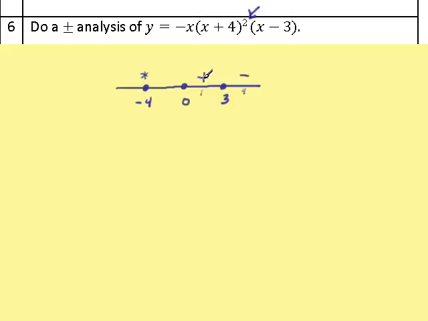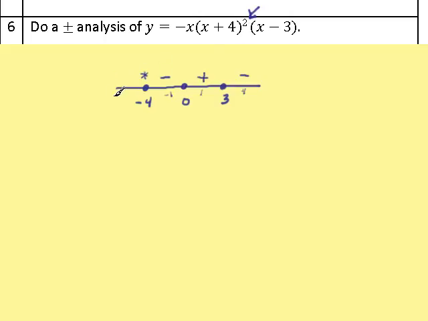All right, so we have this alternating pattern. To the left of 0, let's say we substitute in minus 1. Then this would be positive, minus 1. So we have positive. This is always positive. And here we have minus 1 minus 3 is negative. So we have positive times a negative, so that would be negative. We expect a negative here as well because of that multiplicity 2.